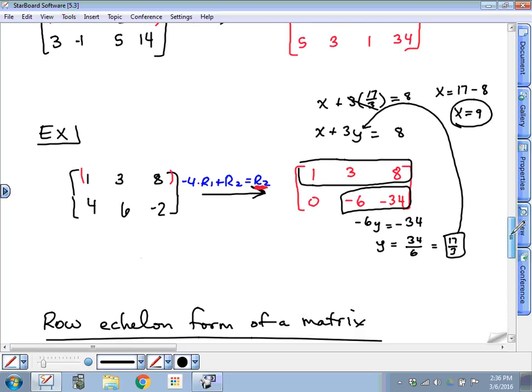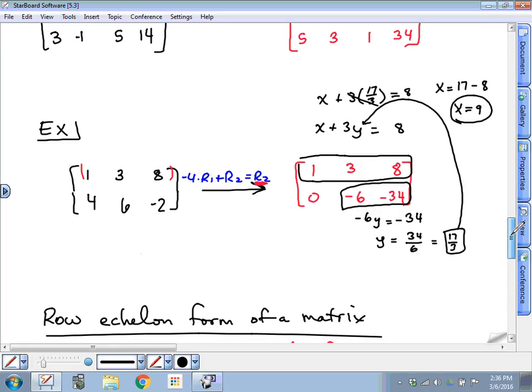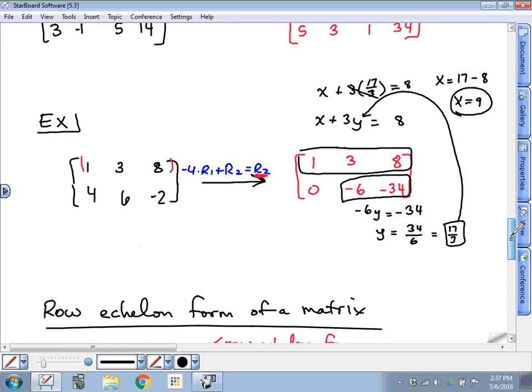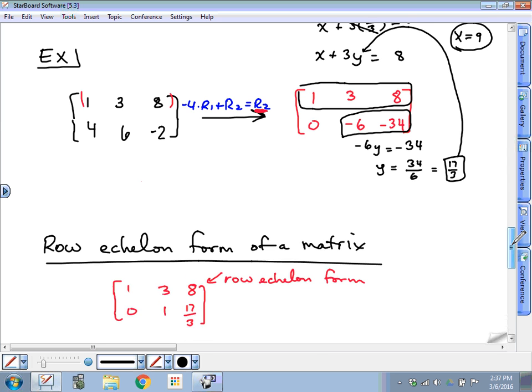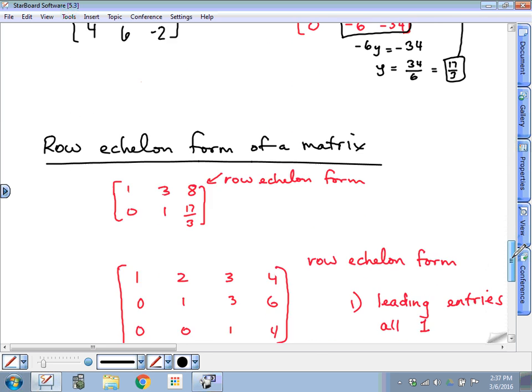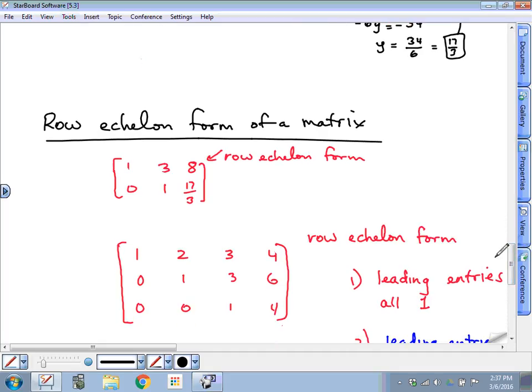Now, the particular form that we want the matrix to be in is what's called row echelon form. So I've got two matrices here. One is a 2 by 3, this one's a 3 by 4. I'll just give you some time here to write these two. Just write the two matrices down. Don't worry about this over here yet.